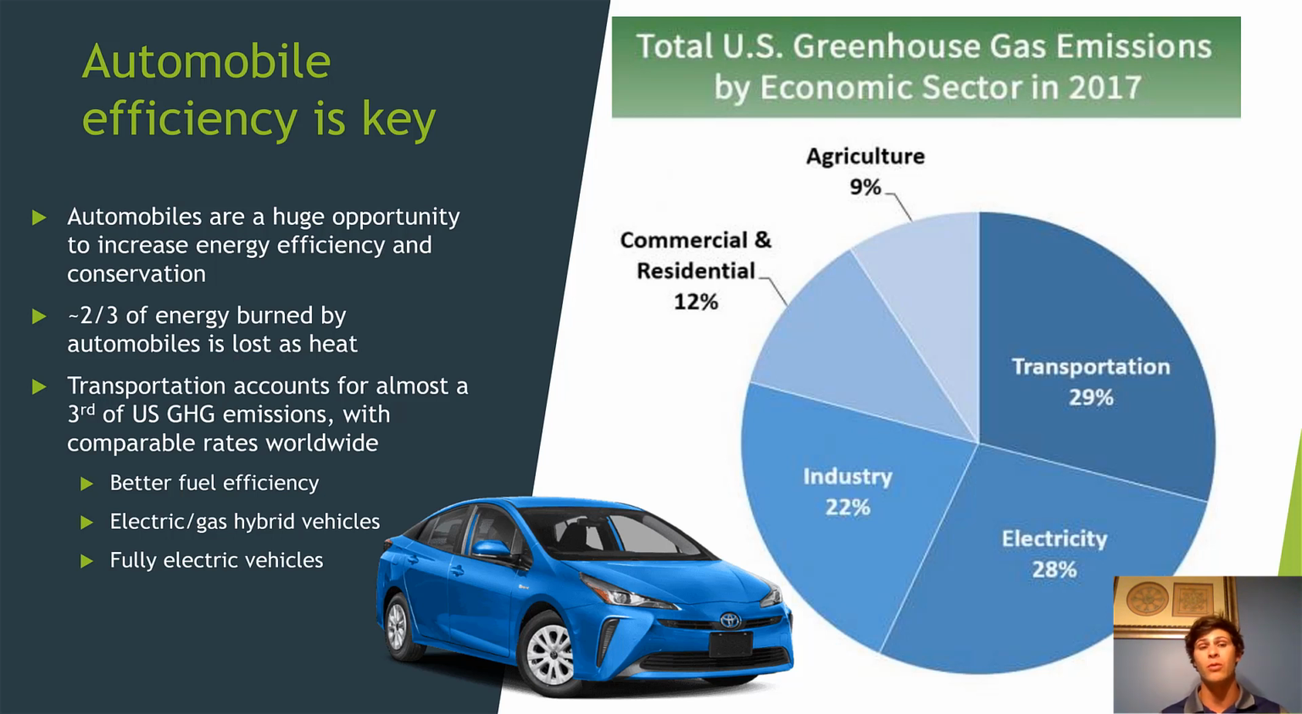Things that we can do to increase our automobile efficiency are, of course, driving less from a conservation perspective, or we can get better fuel efficiency. We can buy certain vehicles, so we can buy a gas electric hybrid vehicle, which dramatically increases our energy efficiency, or we can buy a fully electric car. Any way you slice it, automobile efficiency is key to lowering our greenhouse gas emissions.